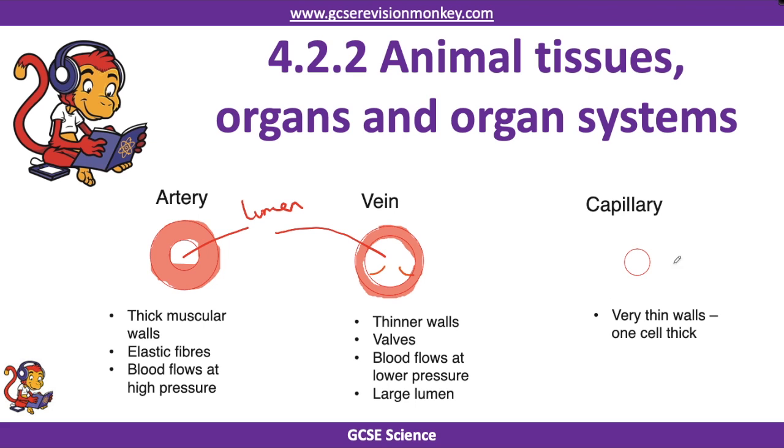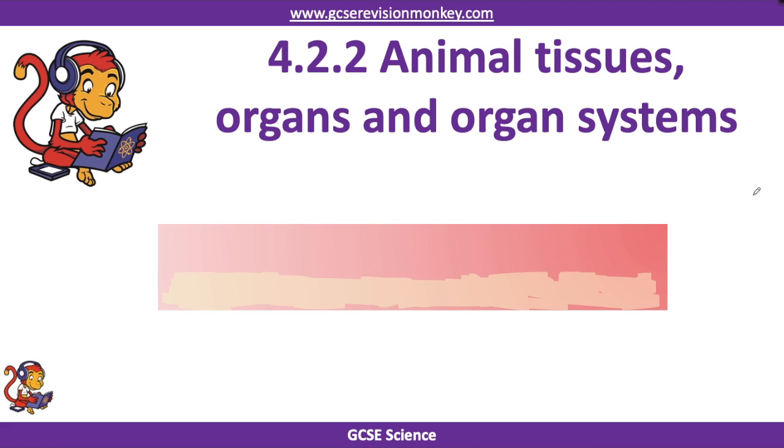And this is where, for example, when you get to a muscle, having thin walls will help with gas exchange of oxygen into the muscle and carbon dioxide out. So capillaries are really, really tiny. The liquid in the blood is called plasma.